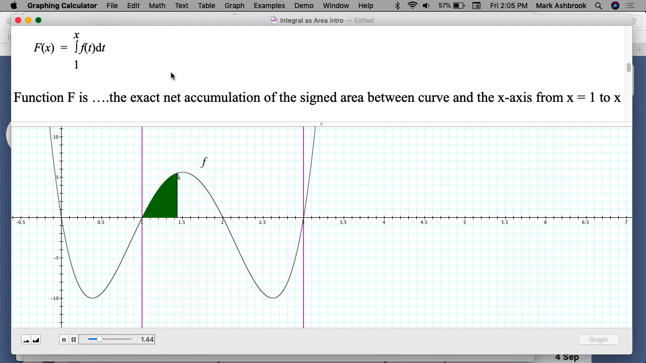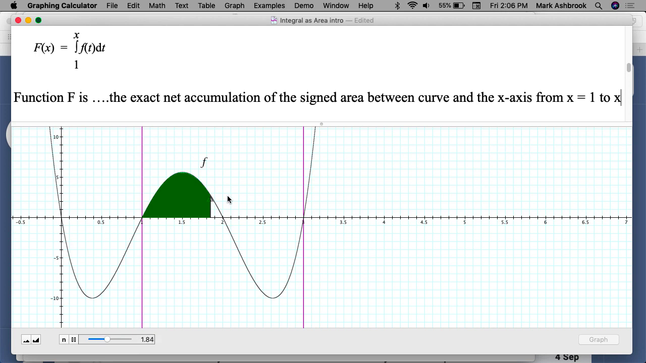Okay, what was the signed area? What is signed area? Isn't it just area? It is signed in that the rate can also be negative. Signed area means if you just take the function as it is, whenever that function is negative, then the rate is negative. And what happens to the capital F function? What happens to the exact net accumulation when the rate is negative? Yeah, it decreases, right?